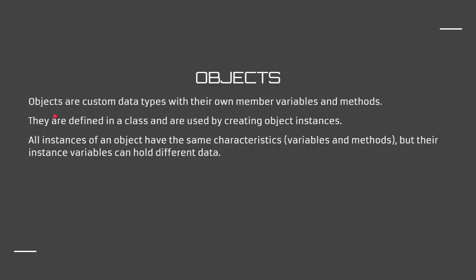Review about objects. Objects are custom data types with their own member variables and methods, so they differ from primitive data types in that they can have their own variables and their own methods. They're defined in a class and are used by creating object instances. All instances of an object have the same characteristics, i.e. the same variables and methods, but their instance variables can hold different data.